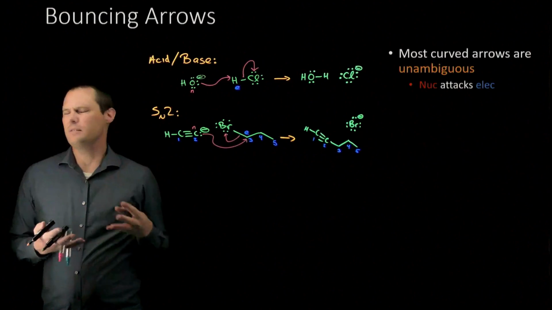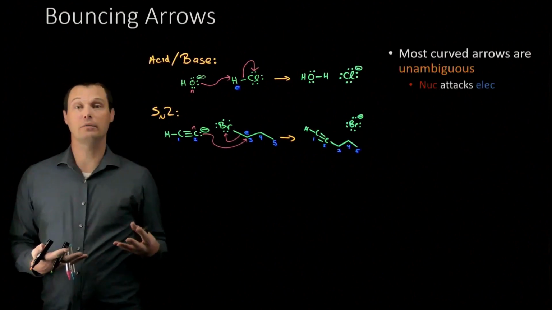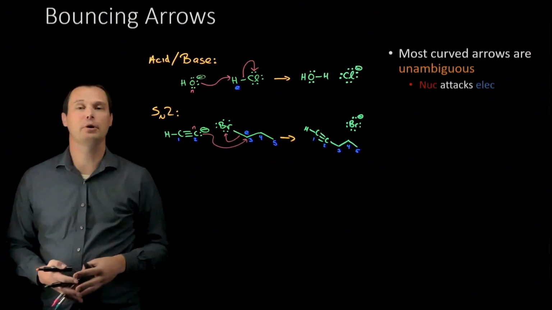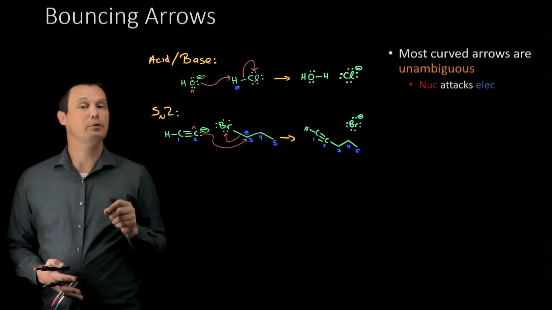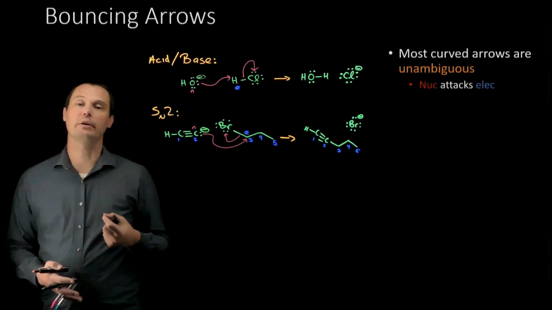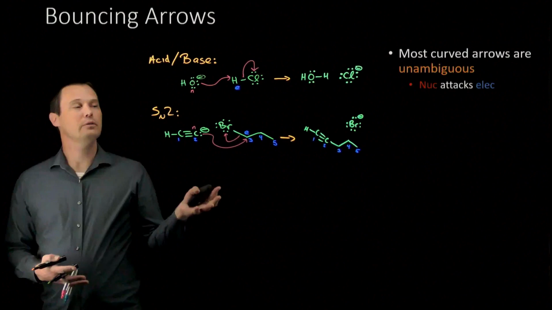are being broken. This isn't a video on how to draw curved arrows or what they mean. I've got a link to that video down below. Instead, I want to focus on ambiguities in curved arrow notation and how we can solve that. But like I said, for most arrows, that is unambiguous.